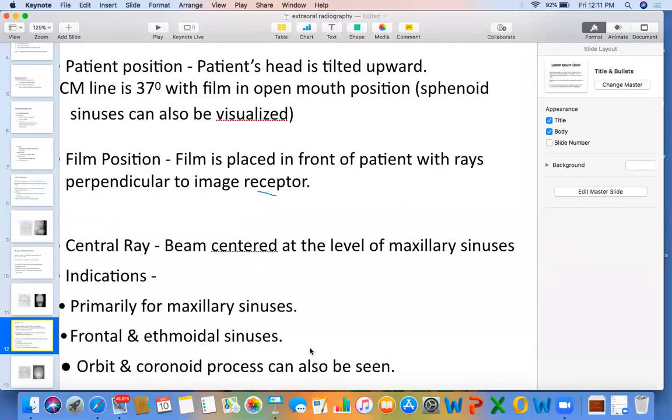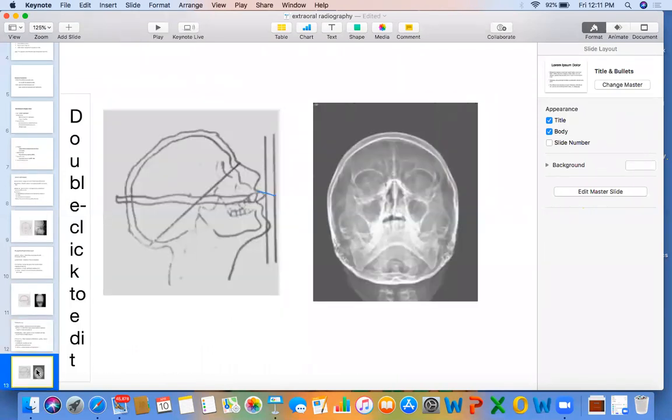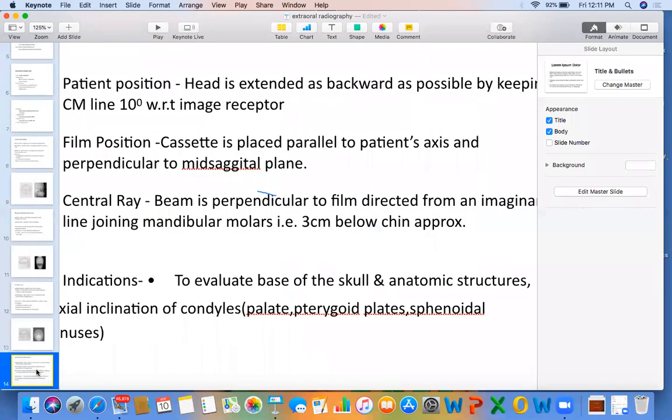Now you will ask me, ma'am, why visualize all these things when we want the maxillary sinus? Because sometimes in cases of trauma, you need to visualize the orbit and coronoid process, which may not be possible with that clinical situation. So in that case, you can have this view, even though you don't want the maxillary sinus, these other things can also be visualized. So there are always primary and secondary indications for different radiographs. Okay. Now we'll move on to the next.